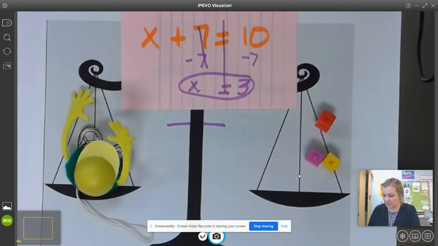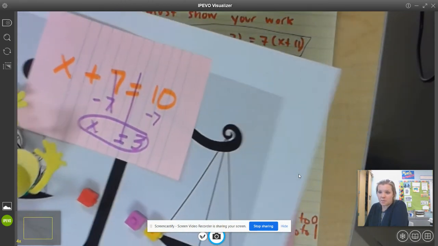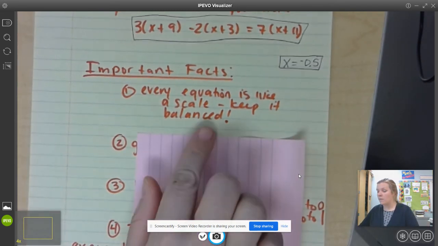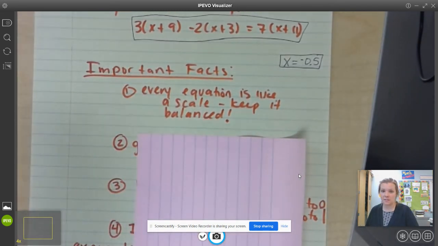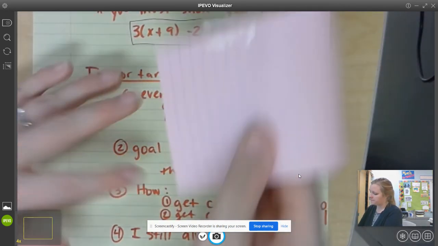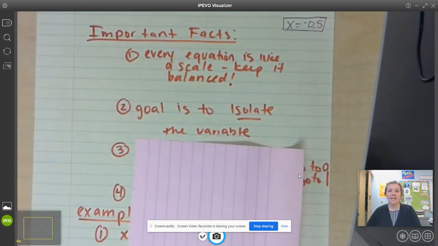That's kind of the process. So whatever I do to one side, I have to do to the other. So that's the first important fact, is that every equation is a scale. We have to keep it balanced. So please write down that first important fact. Okay, the second goal is to isolate the variable.